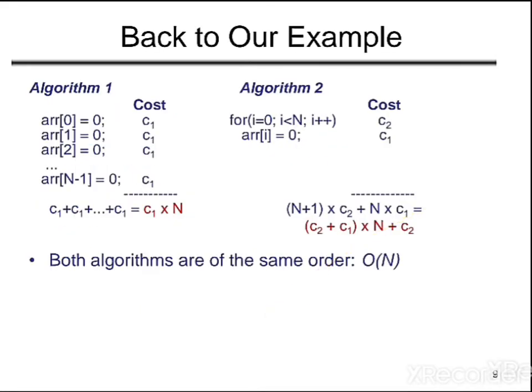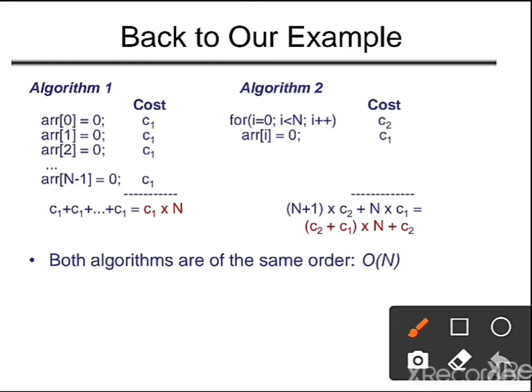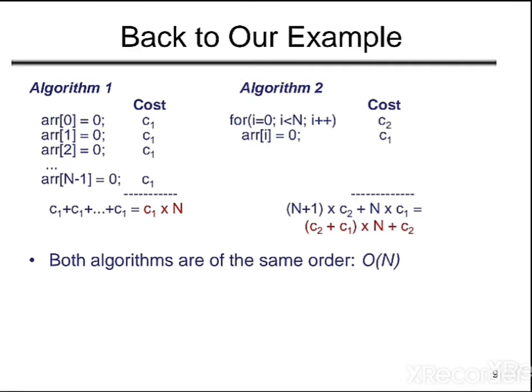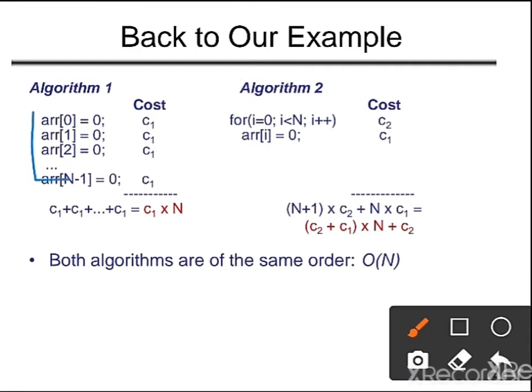Then another example. There are two algorithms. One is algorithm 1 and another one is algorithm 2. In algorithm 1, there are n array elements, array 0 to array n minus 1, and each one has a constant cost c1. So what will be the total array cost? There are n c1s. Then c1 plus c1 plus c1 and so on, n times. So it is c1 into n.